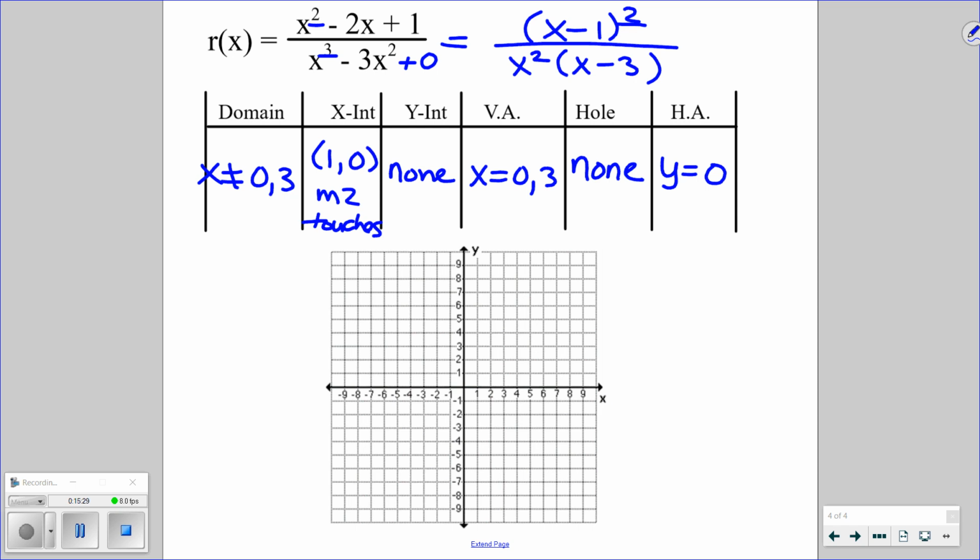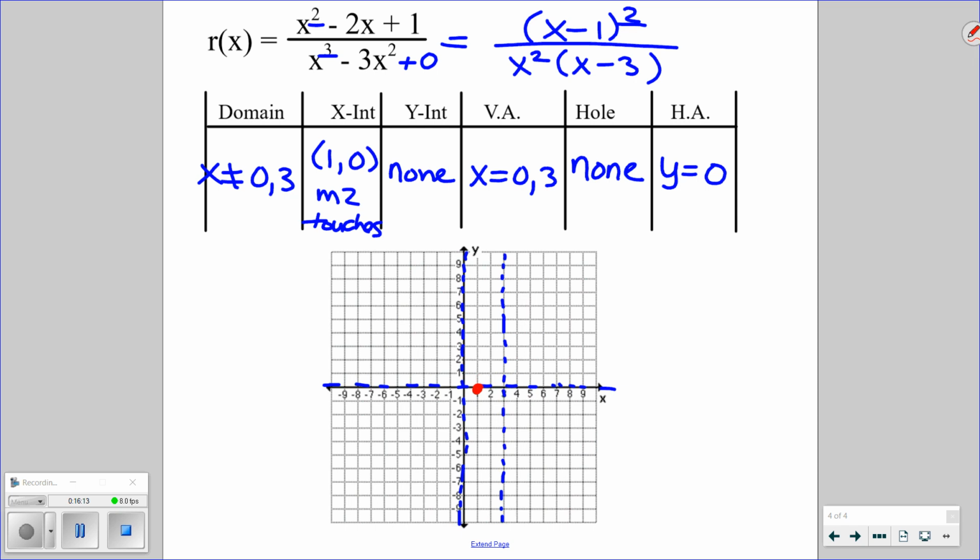All right, so let's try to sketch this thing out. We're going to put in our VAs and our HA. And then we're going to plot our points. So we have 1, 0 as an x-intercept. Now we know the graph only touches at that point. So the graph could come up, touch, and go back down, or it could come down and touch and go back up. So I feel like we probably need to plot an additional point there in between the VAs just to tell. So I would probably plug in 2 for x and then find y.